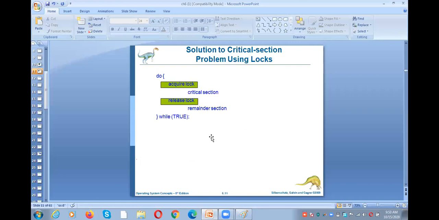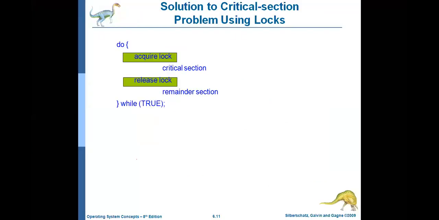Okay, so now we are in the solution to the critical section problem using locks. Whenever a process wishes to enter into the critical section, it needs to acquire the lock and then enter into the critical section. After using the critical section, it can release the lock. Okay. So in the ATM centers, only one person is allowed to enter actually.